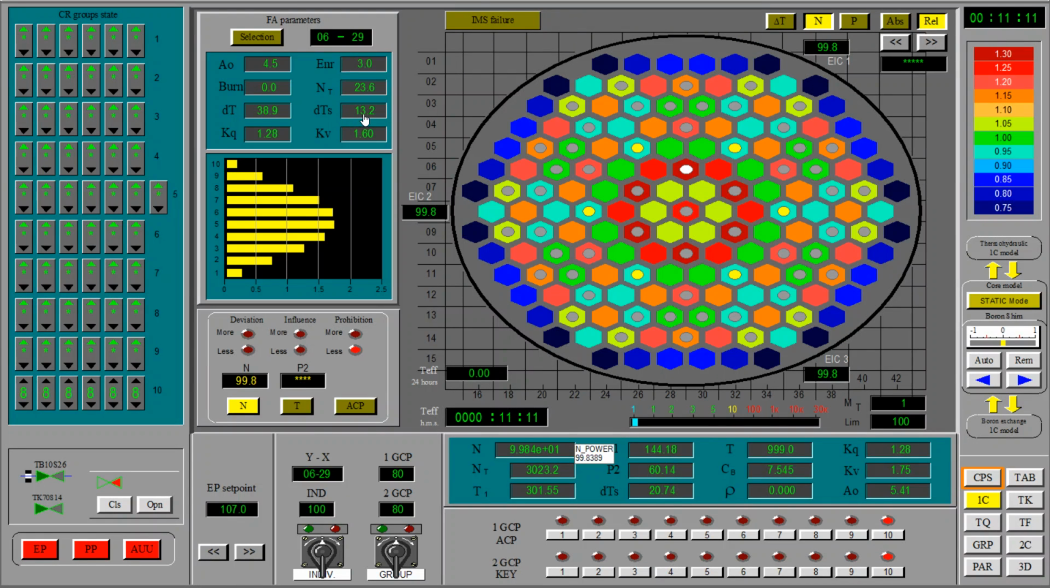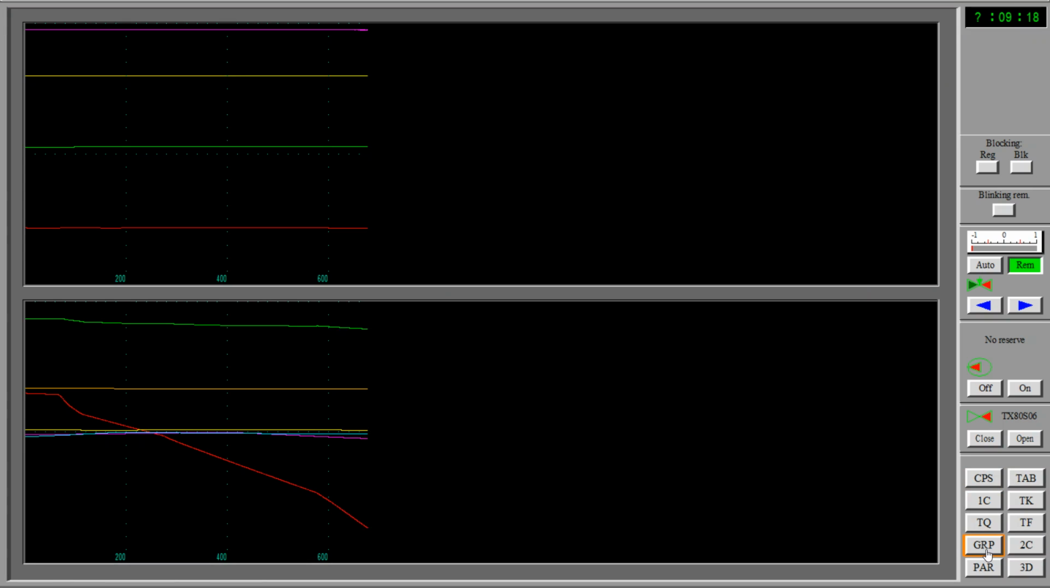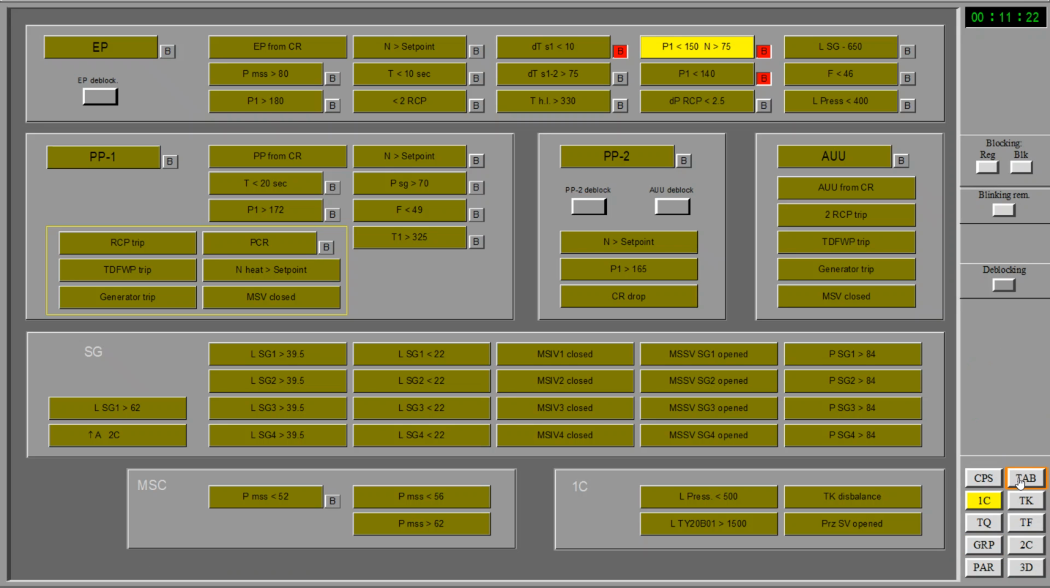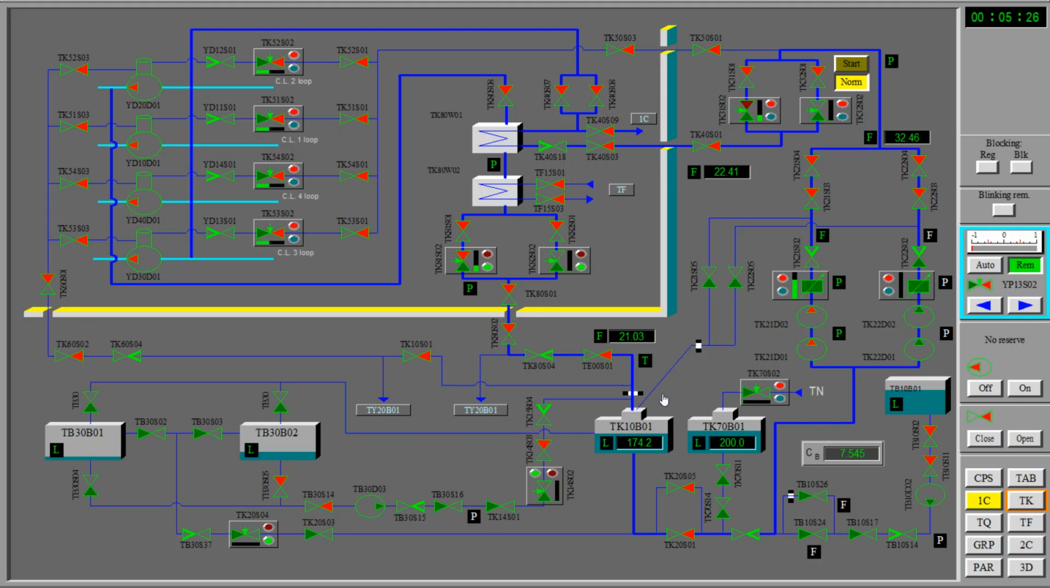Okay, we're at 13 degrees of boiling, and the power is still 99.8. So we just have a very slight decrease, but that's fine. And we've got a TK disbalance. So, should we do something here? Okay, let's just open this valve here.